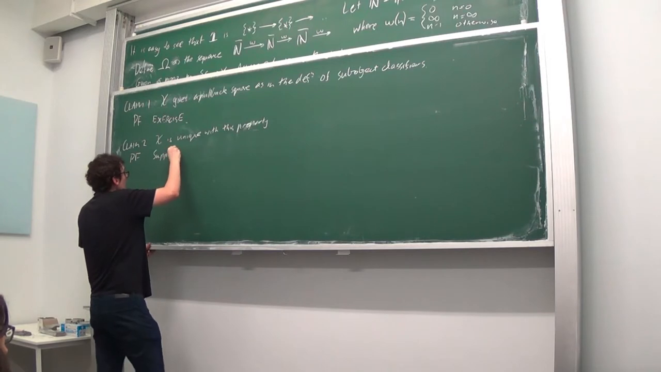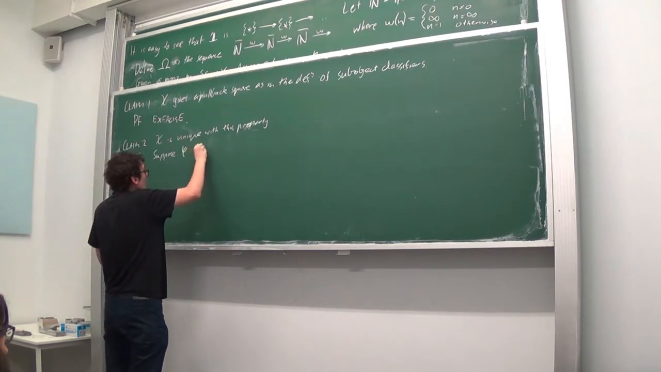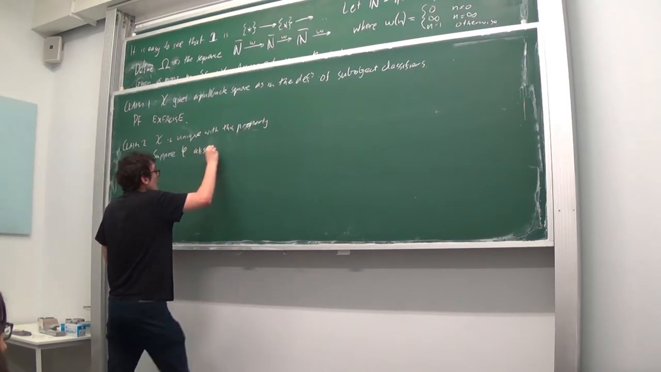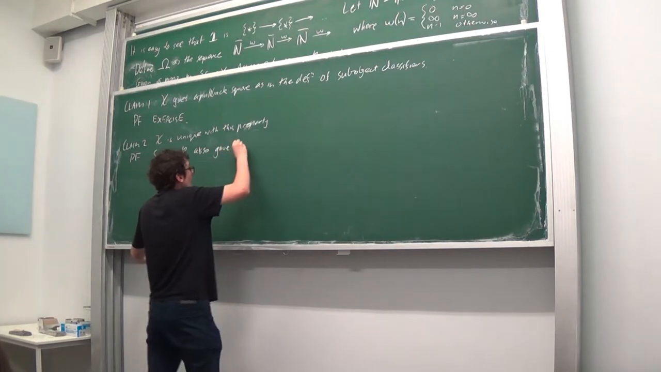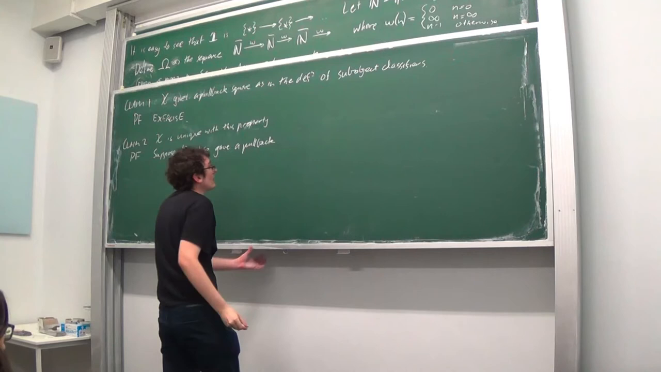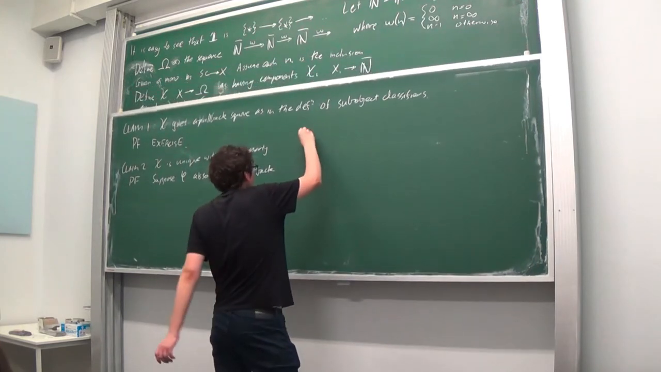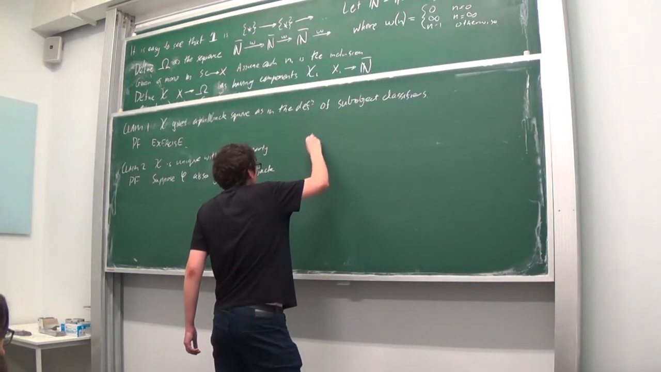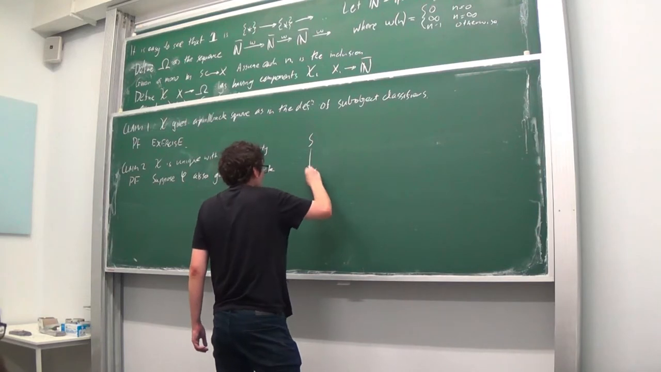Suppose phi also gave a pullback. So let's draw it out. So we have S. It's exactly the same as before, really.